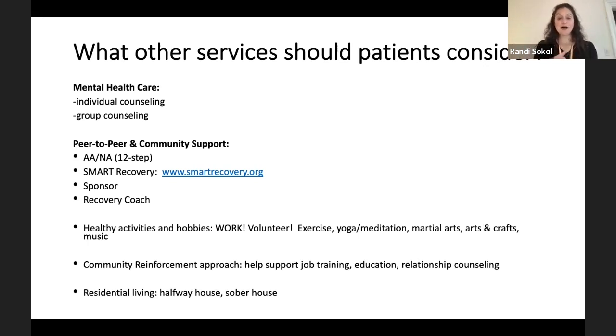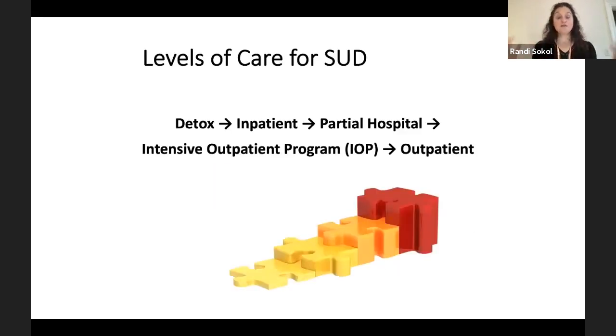Other options, I don't know if you've heard of halfway houses or sober houses, but these are living facilities where people who struggle with addiction can live and have a lot of accountability and support from each other. Okay, and then finally, I just want to mention levels of care. So we're talking mostly today about the outpatient setting, prescribing Suboxone in a primary care setting or prescribing methadone in a methadone clinic. But there are higher levels of care for people who need that.